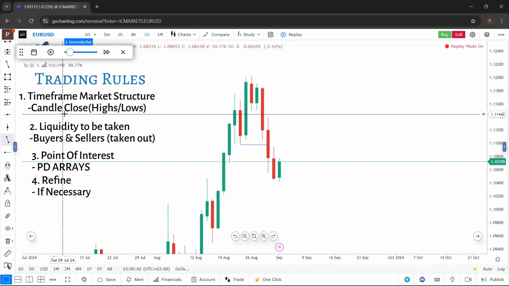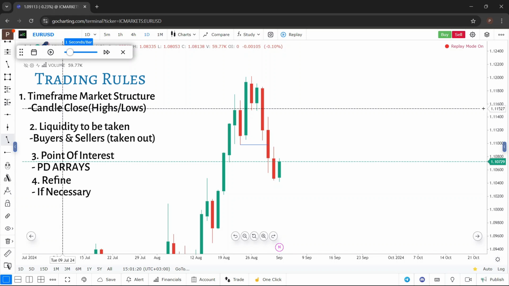So on the daily time frame, the liquidity has been taken out. Also, the higher time frame, so the first two checks. On the daily time frame, we can see the first two checks: the higher time frame market structure, that the candle has closed below the low. So there's a break of structure. Okay, there's a change of character. Sorry, change of character.